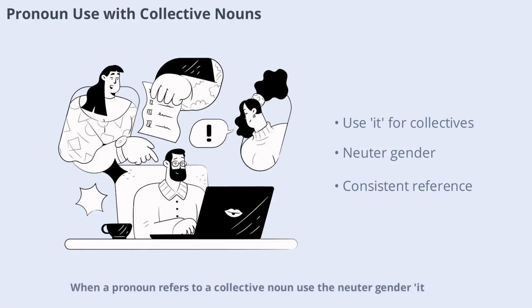When a pronoun refers to a collective noun, use the neuter gender 'it', even if the group consists of living things. For example, a bevy of beautiful girls made a spectacular sight. It had gathered for the contest.